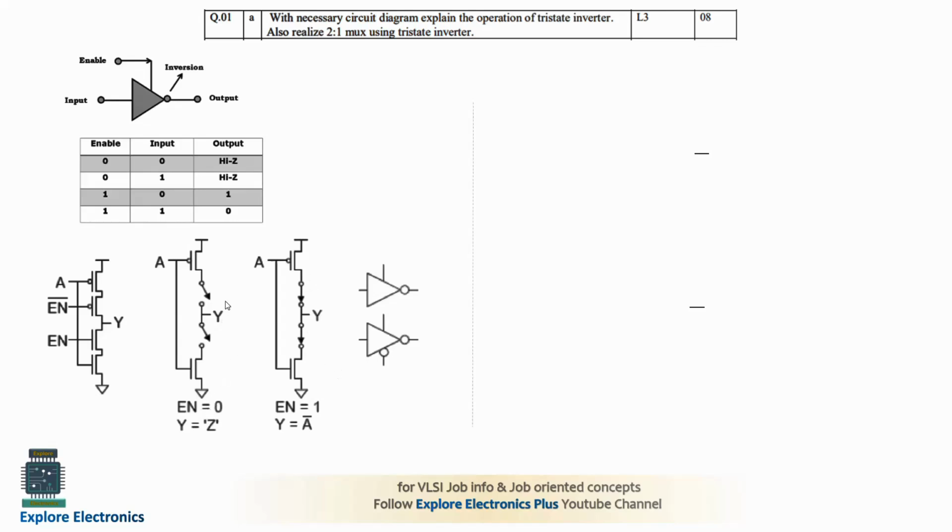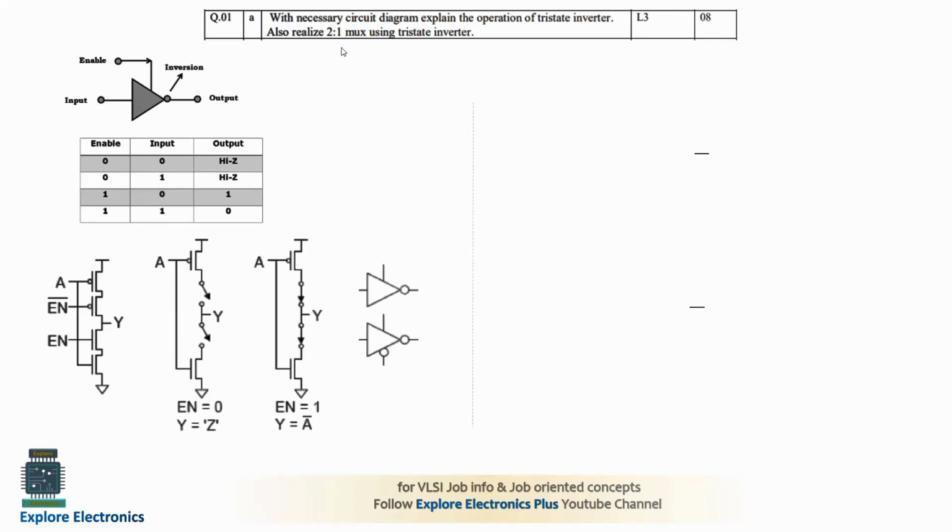So when enable is equal to 0, what is the case? The in-between 2 transistors will be off, which means the output will not be connected to VDD, and it is not connected to ground either. That's why there is no direct connection for the output terminal. So we say the output will be tri-stated to Z. There is no path to discharge as well as no path to charge. That's why the output will be tri-stated to Z.